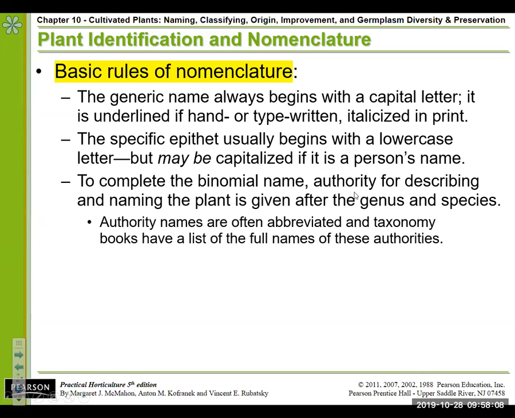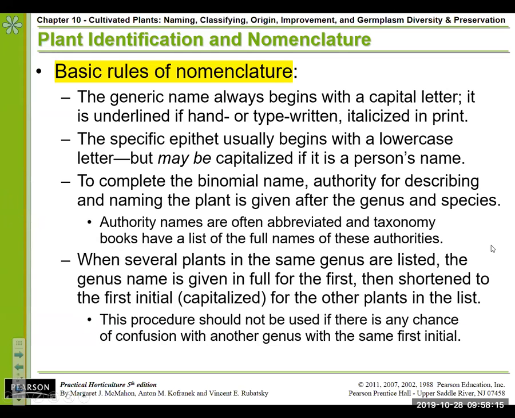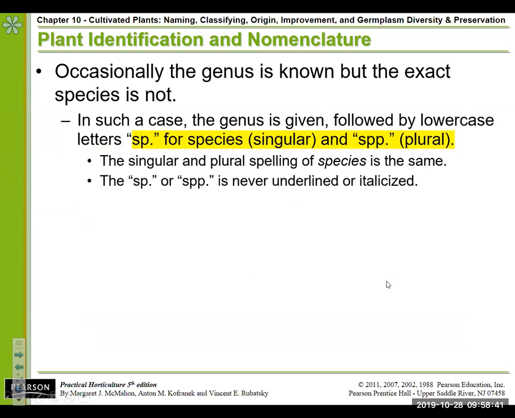To complete the binomial name, then we also include the authority, but again, I think we can just forget about that as well. Honor the person's memory, but you don't have to write out Linnaeus every time. Whenever we're listing several plants that are in the same genus, we will just abbreviate the genus name to that first initial capital, and then list the species. We also do that in scientific papers when we're talking about a genus of plants.